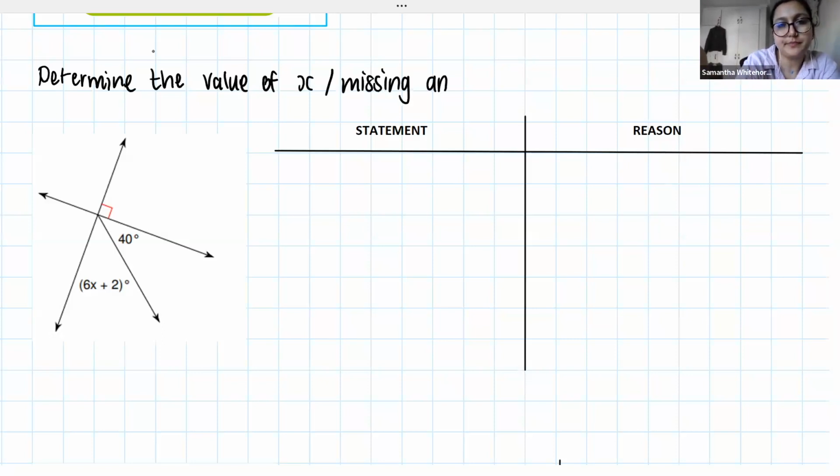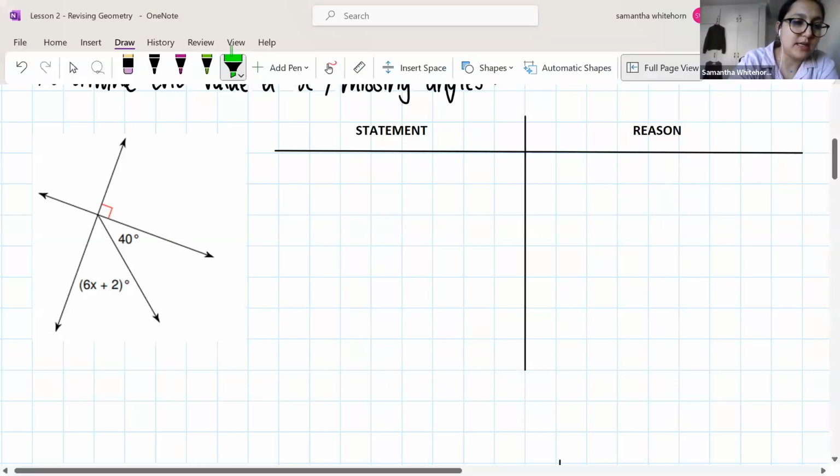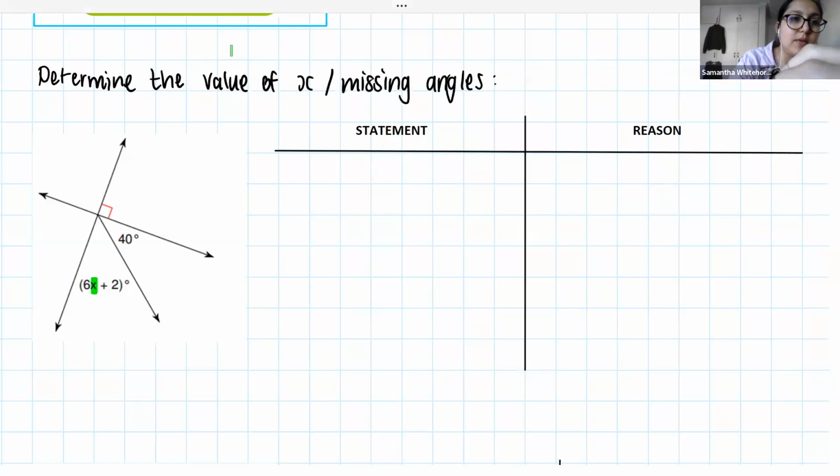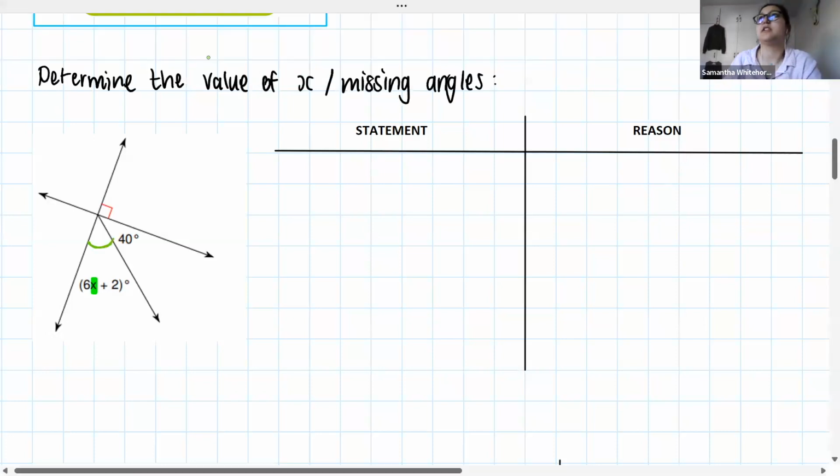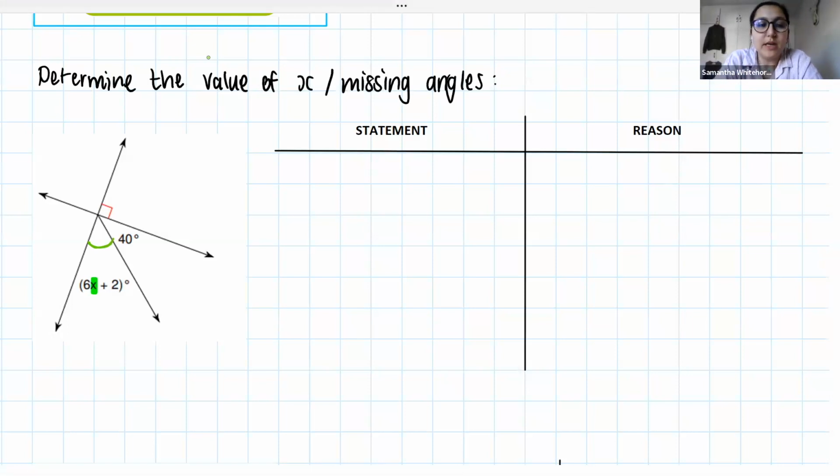Okay, so first things first, let's identify where our x value, or where our missing angle is. We can clearly see that that is x, and we can also see that that is essentially part of the expression for that angle there in green. So we now need to decide which of our several geometry reasons we can use in order to find this value of x.